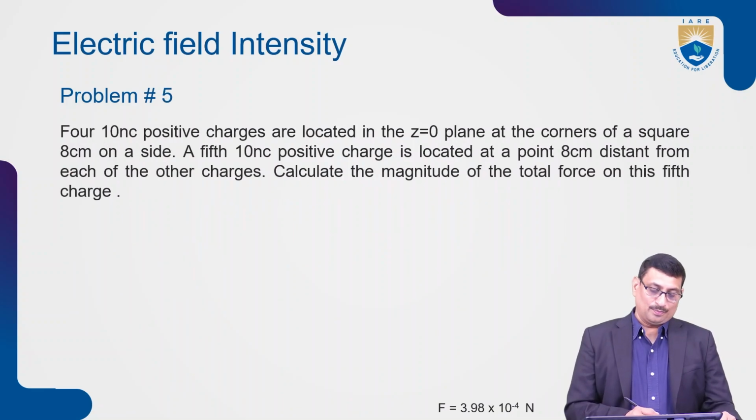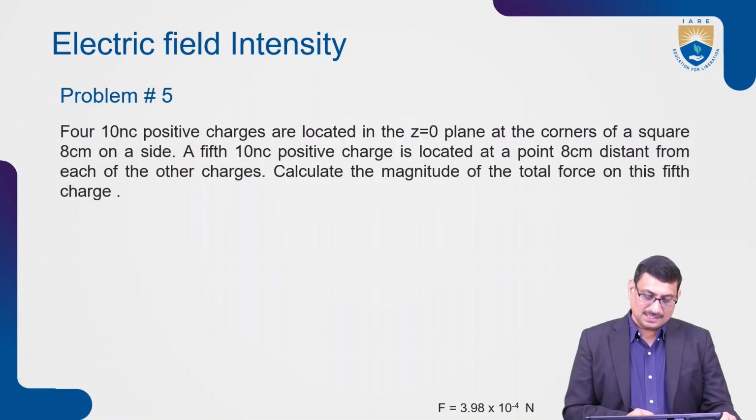Four 10 nanocoulomb positive charges are located in the Z equals 0 plane at the corners of a square 8 centimeters on a side. A fifth 10 nanocoulomb positive charge is located at a point 8 centimeters distance from each of the other charges. Calculate the magnitude of the total force on the fifth charge. Let us go through this problem.